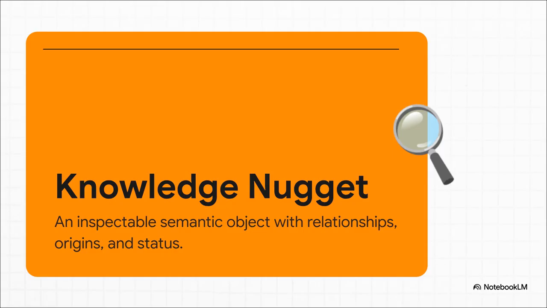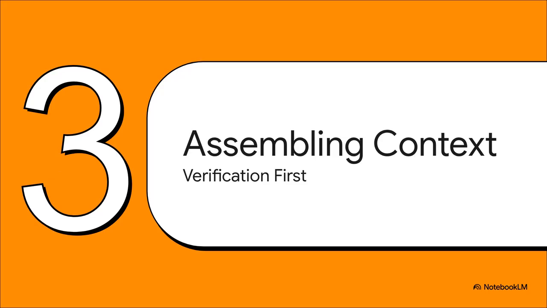Now, to understand how this works under the hood, especially for the system architects listening, we need to talk about the knowledge nugget. A knowledge nugget isn't just a generic string of suggested text, it's a fully inspectable semantic object. It has its own baked-in relationships, origins, and status. It essentially acts as a discrete, totally manageable piece of context. Which leads us to Section 3.